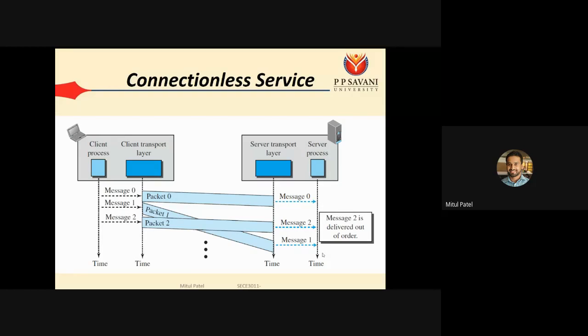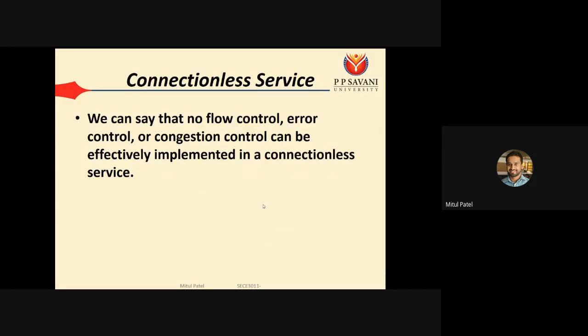Okay, so for such types of applications, like when we are sending some mail, we can't use the connectionless service. Okay, but still there are some applications. Even if out of order delivery is there, we have some applications in which we can use the connectionless service, that we will see later. Okay, so we can say that in the connectionless service we don't have any flow control, error control, or congestion control that can be effectively implemented.